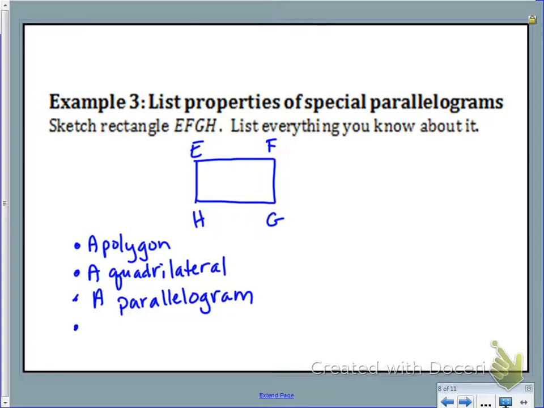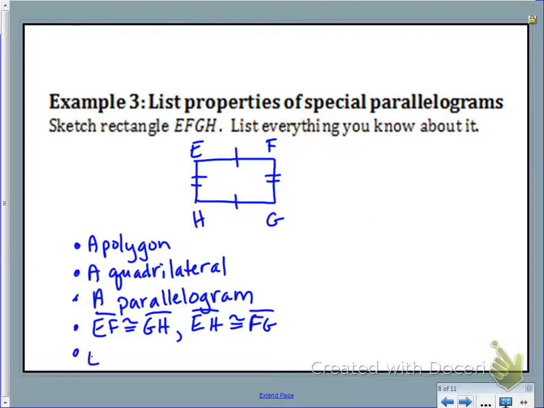So parallelograms' opposite sides are congruent. So we know EF is congruent to GH. We also know EH is congruent to FG. Now another fact of a parallelogram is that opposite sides are parallel. So EF is parallel to GH and EH is parallel to FG.